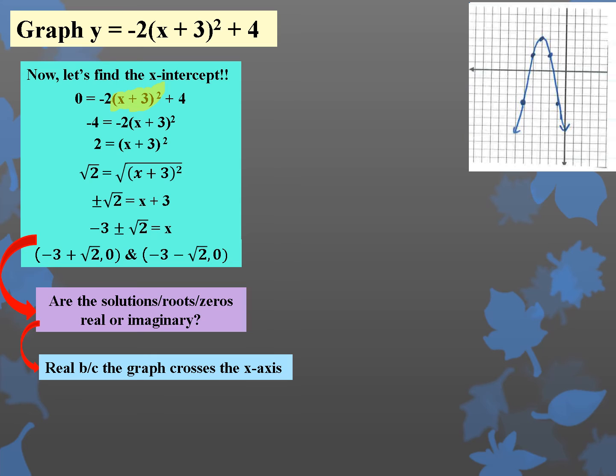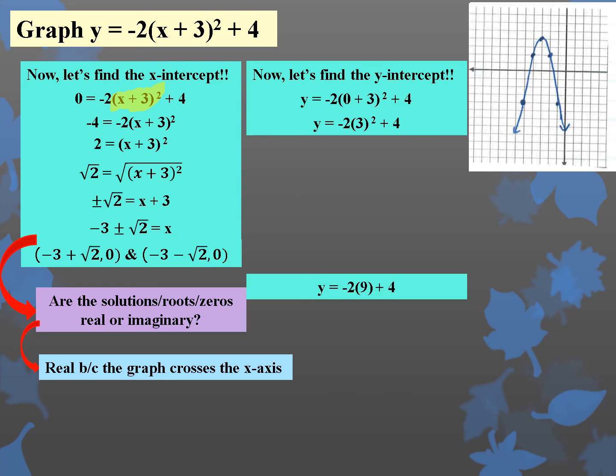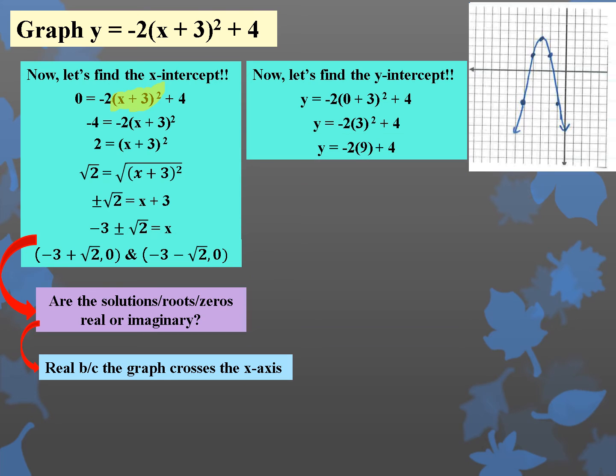Now, let's talk about the y-intercept. The y-intercept is where we put in 0 for x. Well, 0 plus 3 is 3. 3 squared is 9. Negative 2 times 9 is negative 18. Negative 18 plus 4 is negative 14. But we have to write it in coordinate form. So that means I'm going to say 0, negative 14.